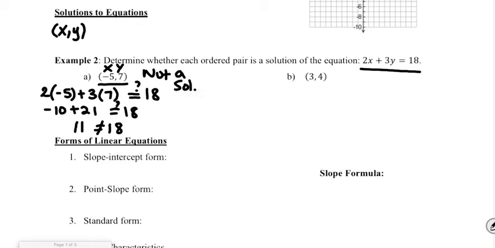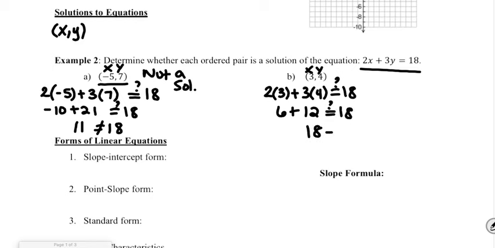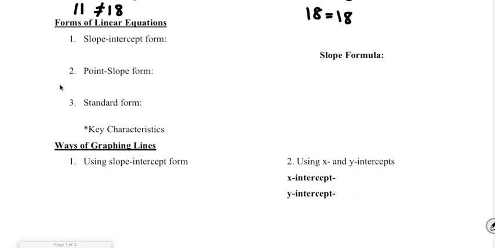Testing the second ordered pair, 2 times 3 plus 3 times 4, we want to know if that equals 18. 6 plus 12 when we multiply those, and yes, 18 equals 18, so yes, this is a solution to that equation. We have 3 different forms of linear equations that we're going to work with.